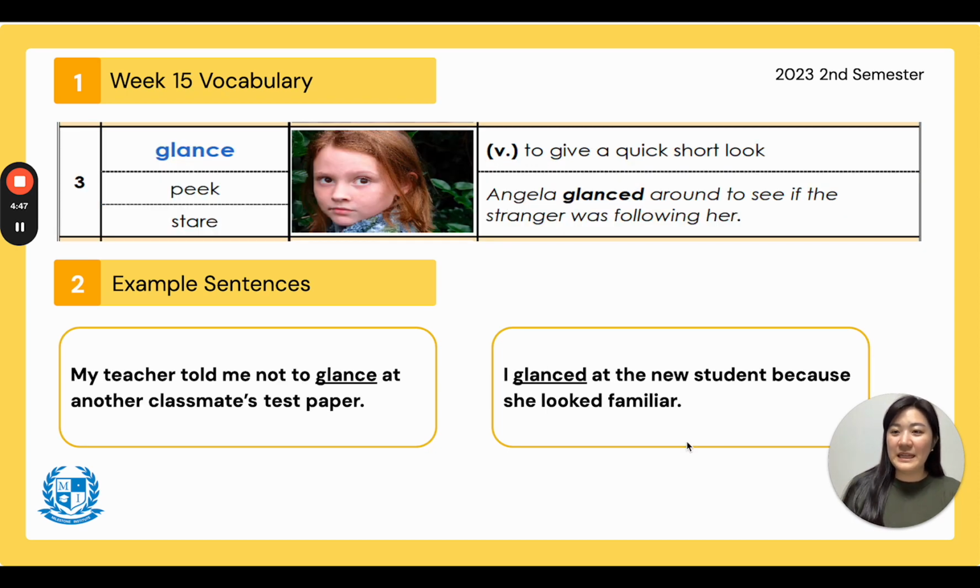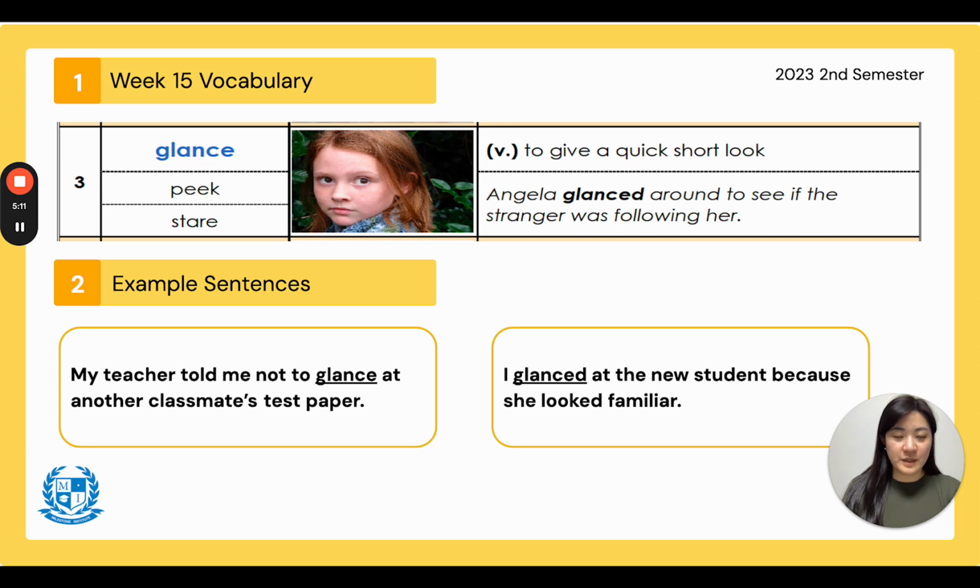All right, everybody, repeat after me and say glance. Glance. And the synonym is peek, and the antonym is stare. Stare means to look at for a long, long time, right? So, glance is a verb and it means to give a quick, short look.